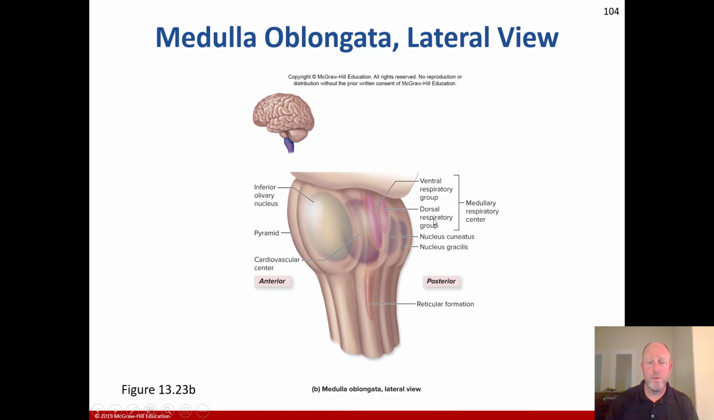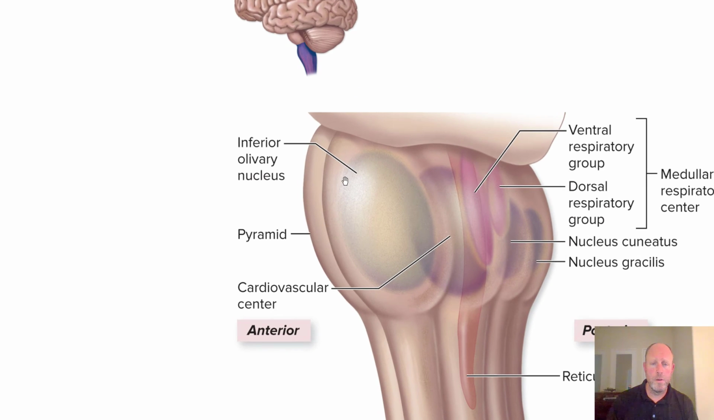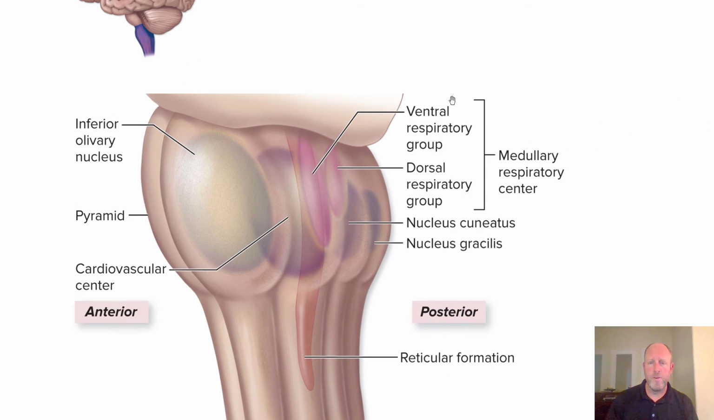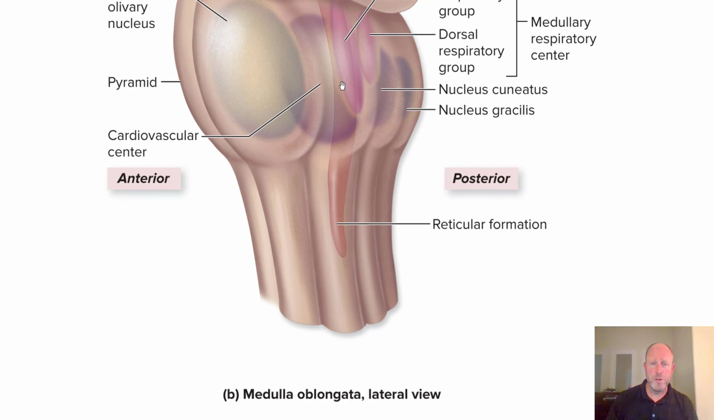And then the medulla oblongata, our lateral view here. We have the inferior olivary nucleus. We have our pyramid, cardiovascular center. We have our ventral respiratory group, our dorsal respiratory group, our nucleus cuneatus, our nucleus gracilis. And of course, the ventral respiratory group and the dorsal respiratory group are part of the medullary respiratory center. And of course, we have reticular formation here.